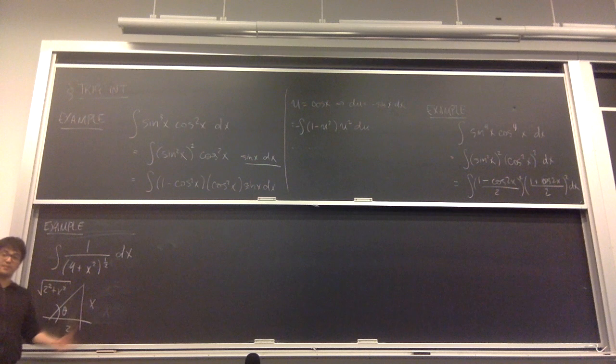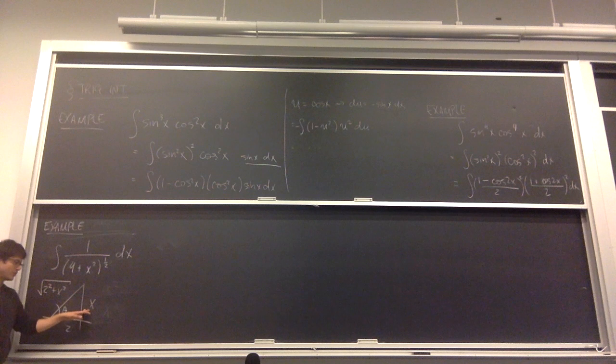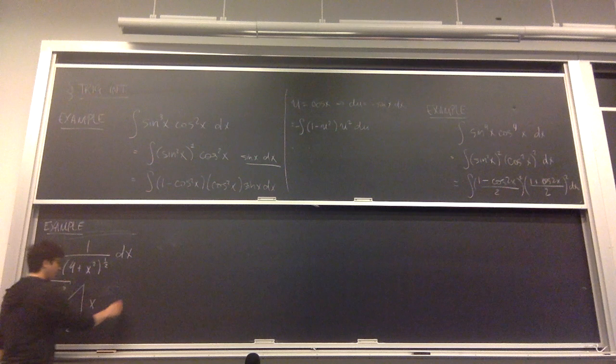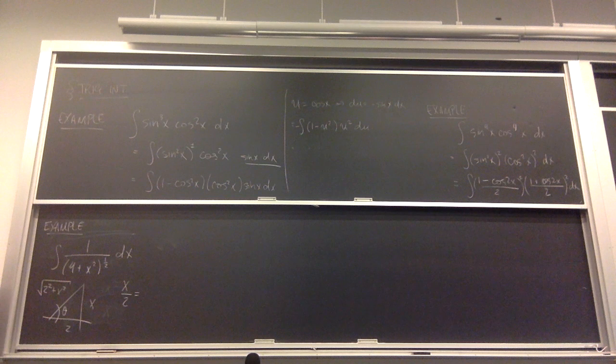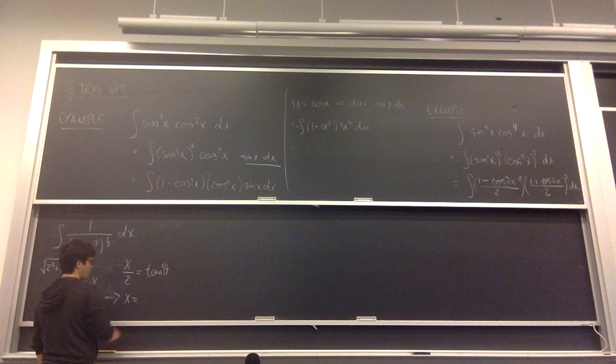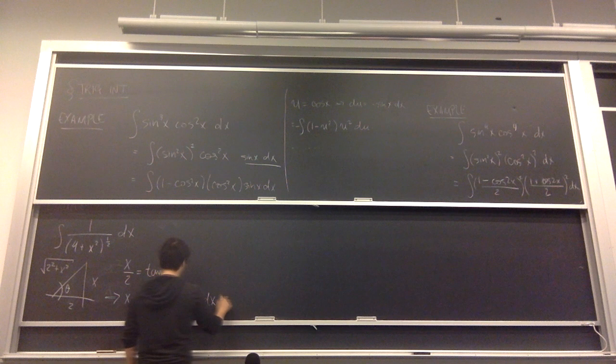I want to isolate something. I want to introduce a trig function for x. So how am I supposed to isolate x using this triangle? Well, that's complicated, and the thing I want to get rid of, so forget about it. The remaining sides are these. So what is x over 2? Tan. Not a trick question, right? The ratio of these sides is tan theta. This means that I'm going to perform a substitution: x equals 2 tan theta, with dx equal to 2 secant squared theta d theta.